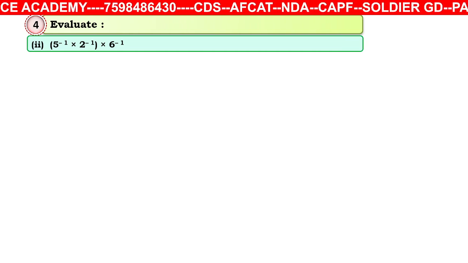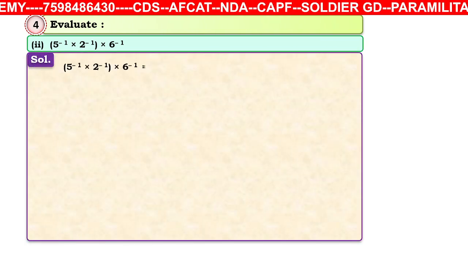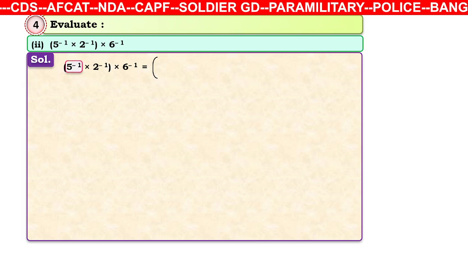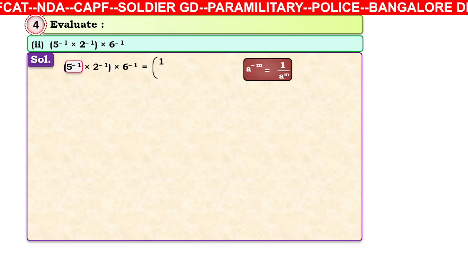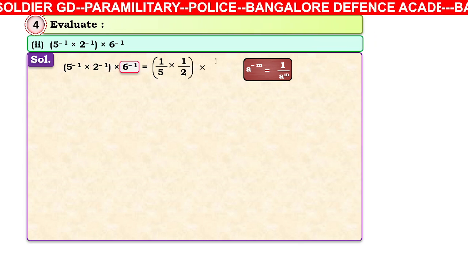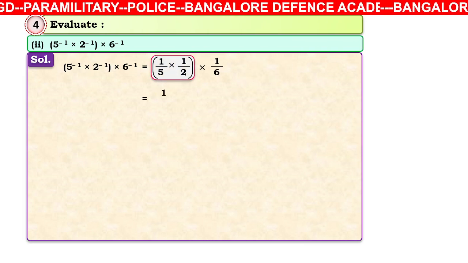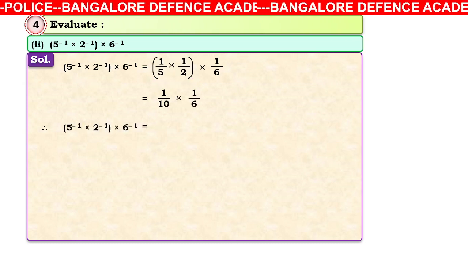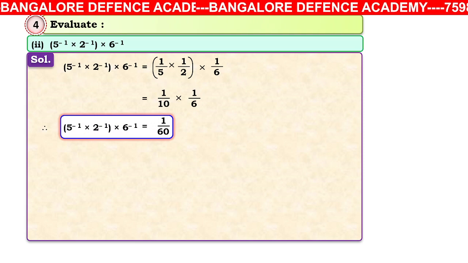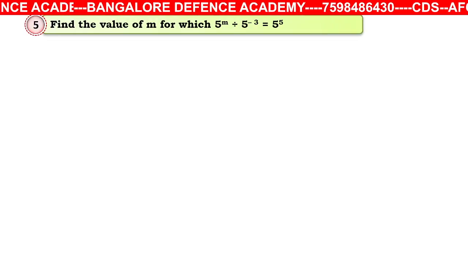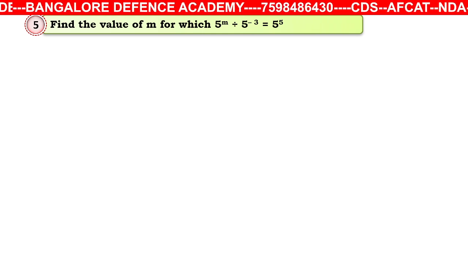5 to the power of minus 1 into 2 to the power of minus 1, into outside the bracket, you have 6 to the power of minus 1. So first, let us try to solve inside the bracket. You have 1 by 5 into 1 by 2, into 1 by 6. So now I'm going to multiply this. You get 1 by 10 into 1 by 6. So finally, if you multiply, you get the answer as 1 by 60. This is the answer.